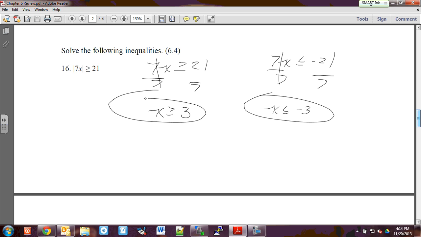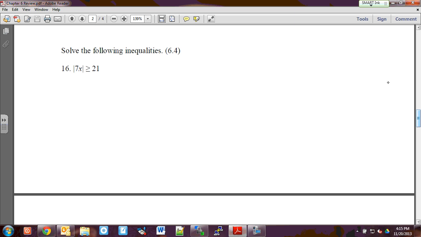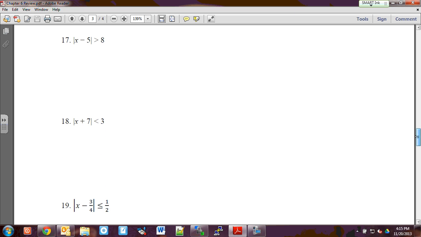All right, so they're solved the same way as an equation, as if this was an equal sign. The only thing is when you do the negative version, you have to flip the inequality to make it work. Okay? I know I'm going kind of fast. I don't want to make this video 2 hours long.